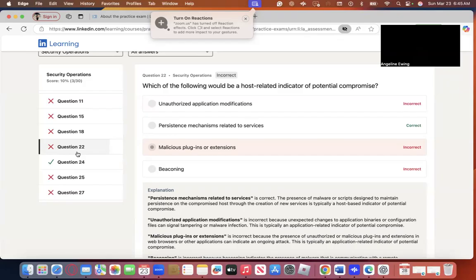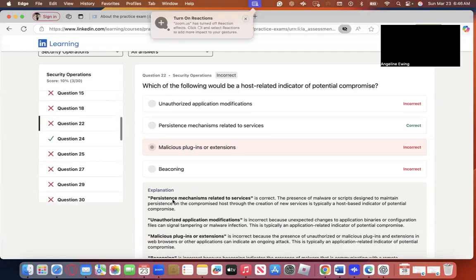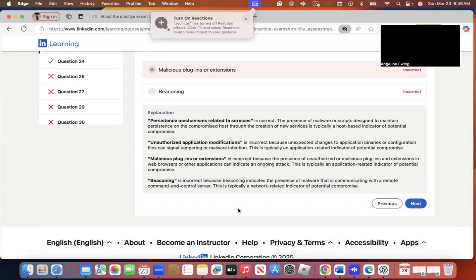On the other hand, unexpected changes to application binary or configuration files can signal tampering or malware infections. This is typically an application-related indicator of potential compromise. Malicious plugins or extensions in web browsers or other applications can indicate an ongoing attack. This is typically an application-related indicator of potential compromise. And finally, beaconing indicates the presence of malware that is communicating with a remote command and control server. This is typically a network-related indicator of potential compromise.